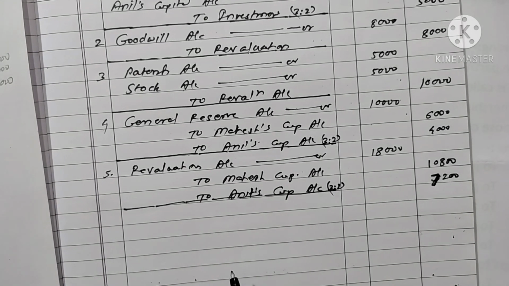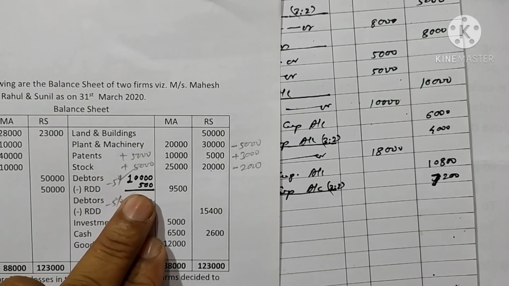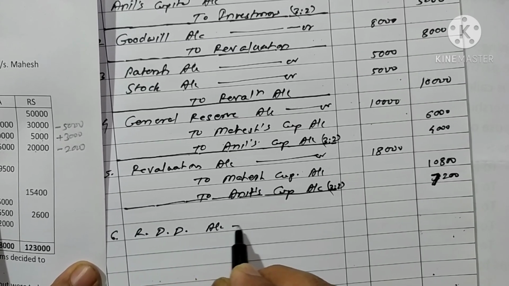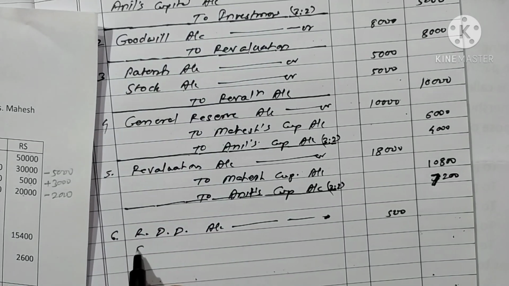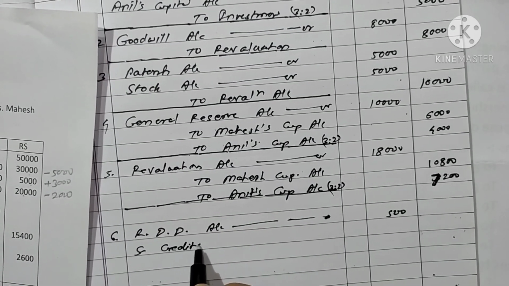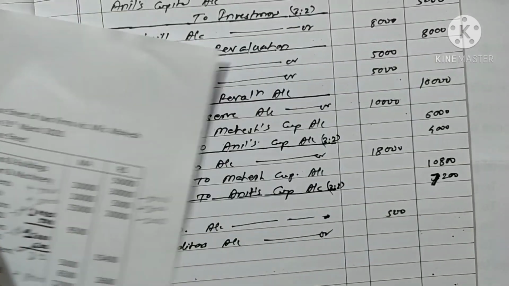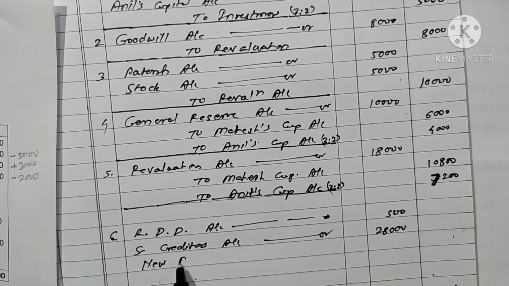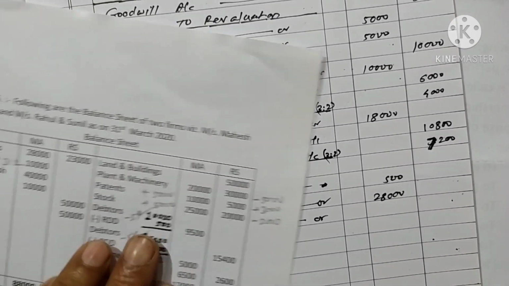The second last entry is the transfer of assets and liabilities. 6th transaction. We have to transfer all assets and liabilities. Here, RDD rupees 500 will be debited. RDD account debit rupees 500. Sundry creditors will be debited, rupees 28,000. New firm account will be debited. It's a balance figure.